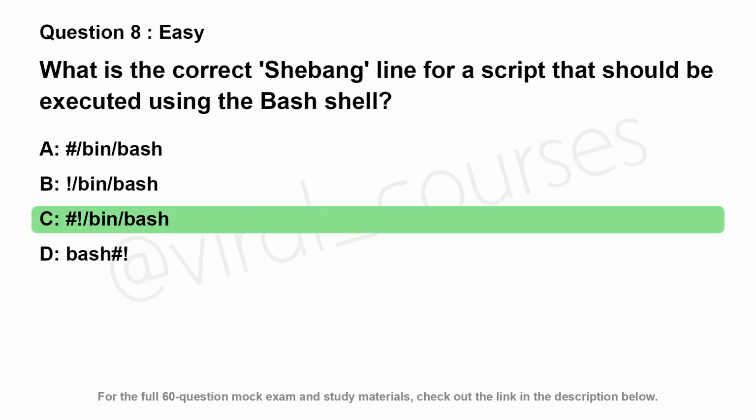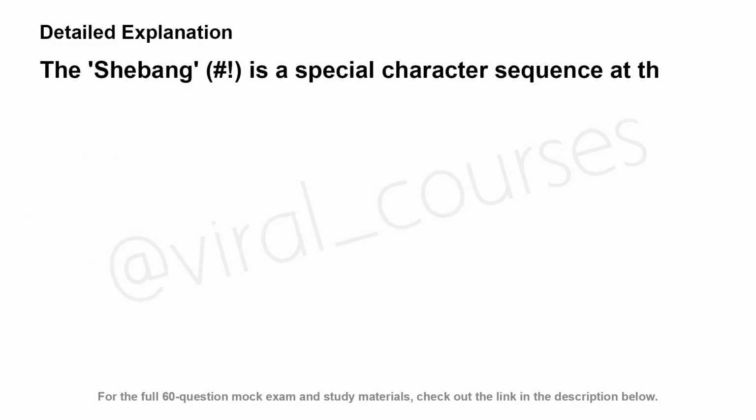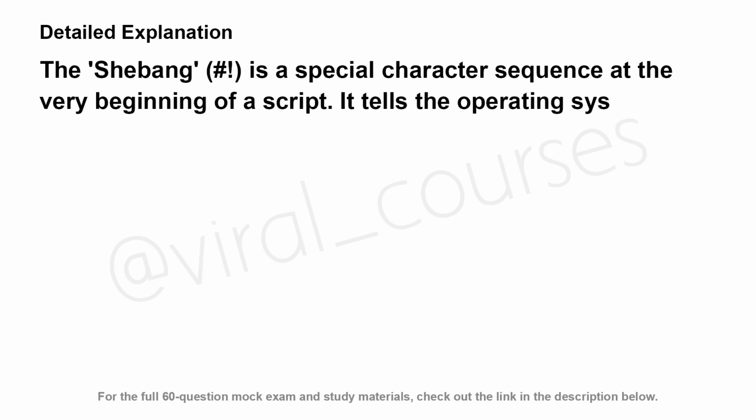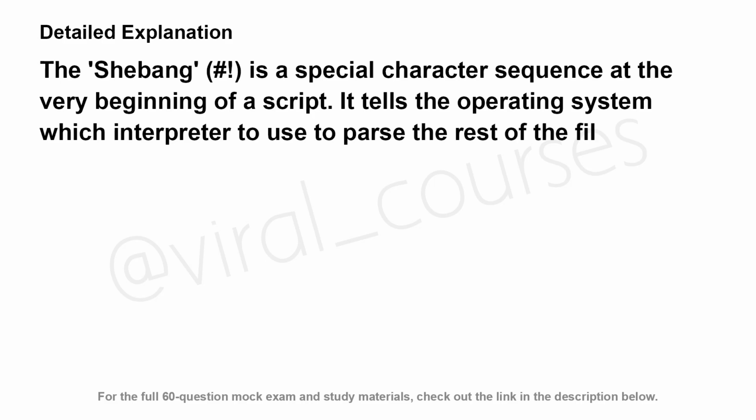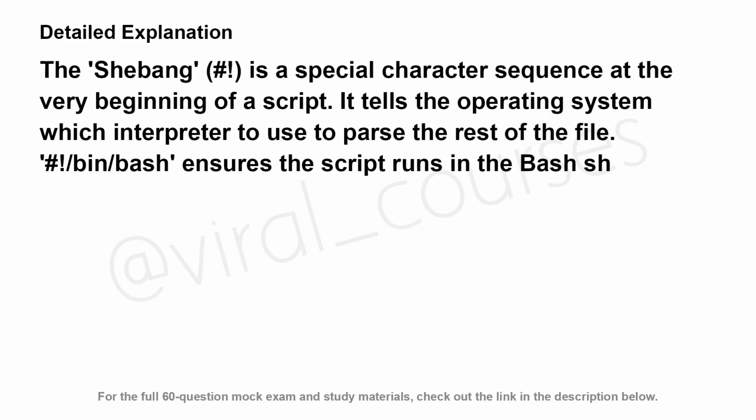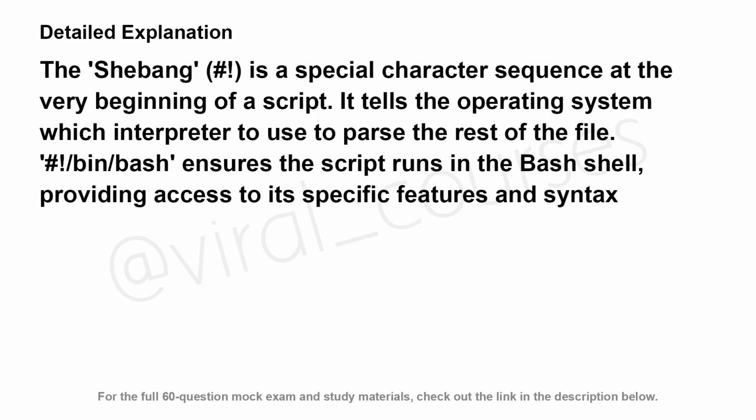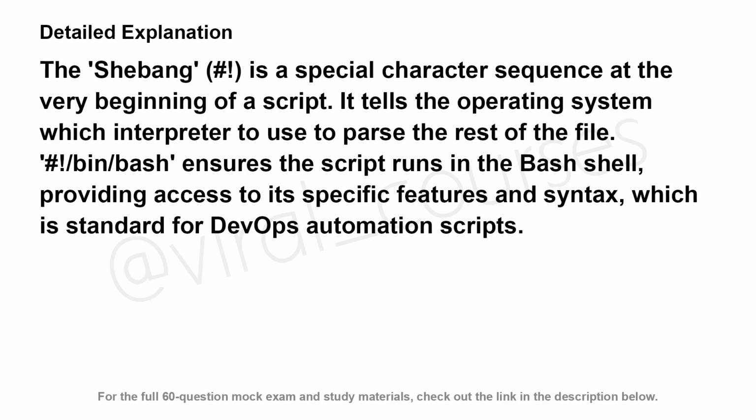The correct answer is C. The shebang, hash-bang, is a special character sequence at the very beginning of a script. It tells the operating system which interpreter to use to parse the rest of the file. #!/bin/bash ensures the script runs in the bash shell, providing access to its specific features and syntax, which is standard for DevOps automation scripts.